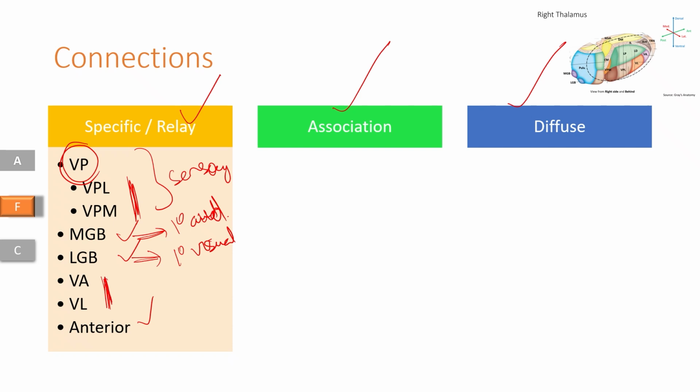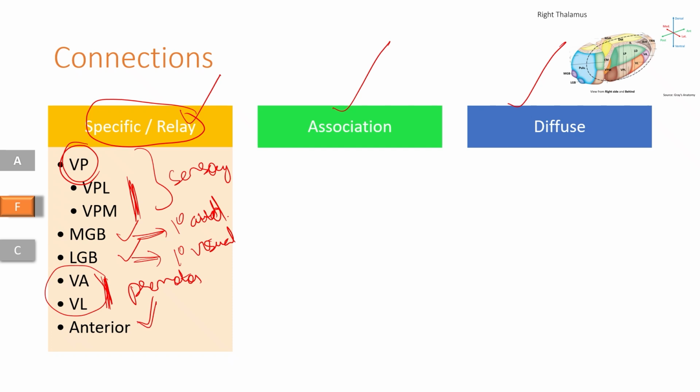Now VA and VL is going to the premotor and the other frontal lobe areas which are concerned with motor activity. That is the projection of VA and VL. So they are all going to specific areas. That's why they are called specific nuclei or relay nuclei.